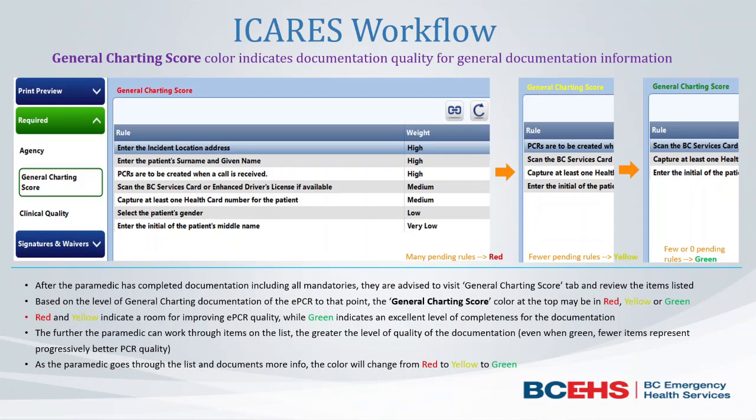The current score will be indicated simply by a color code. Red and yellow indicate the PCR has room for improvement, while green indicates an excellent level of completeness. As you progress through the list and make amendments, the color will change from red to yellow to green. Also listed is the weight that each data field carries in determining the overall score, with high and very high being the most important.